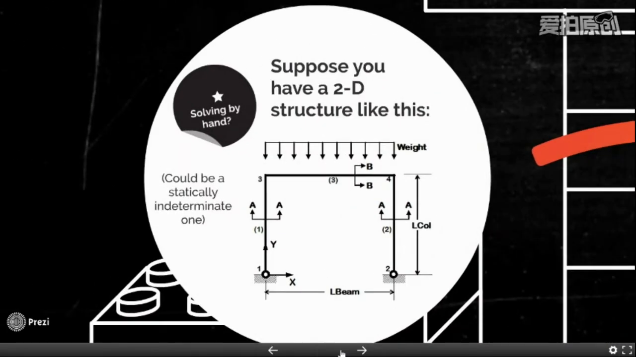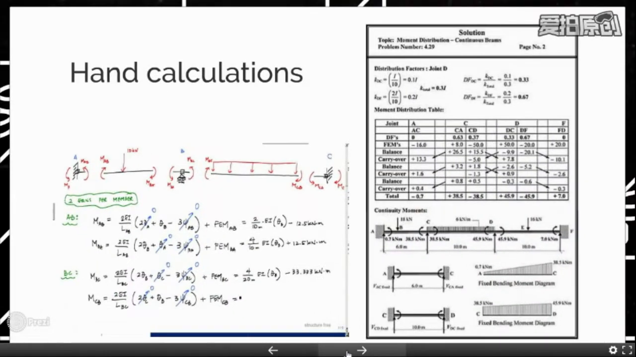Let's suppose that we have a 2D structure like this. It could be a statically indeterminate one, which means that you cannot simply solve it by using the Fx, Fy, and M equilibrium. If you still want to solve it by hand, there are two ways to do it, such as, on the left, the slope deflection method, or on the right, the moment distribution method. But they're tedious, they're really long, and you can make some mistakes during the process.